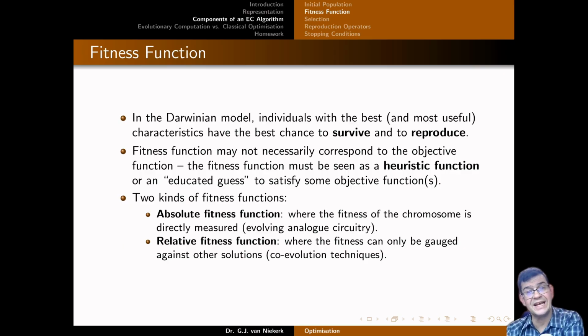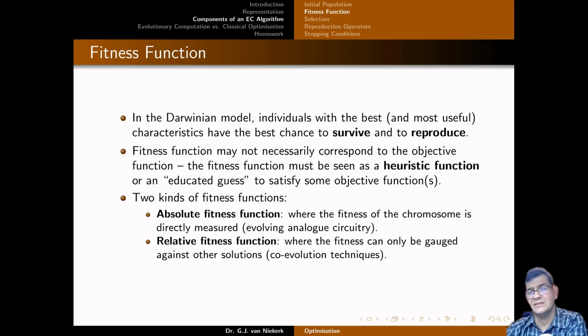Now the fitness function does not have to correspond to the objective function. The objective function is just a fancy way to describe the thing that we're trying to solve. The objective function will tell you exactly if you've got a correct solution. The fitness function can be a little bit less accurate. It only needs to be a heuristic function if you want, or an educated guess that tells us in which direction the algorithm needs to move or to change the solutions in order to find a better solution. But usually your fitness function corresponds with your objective function.